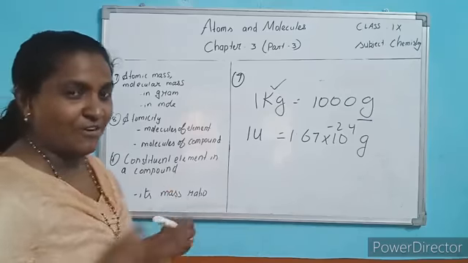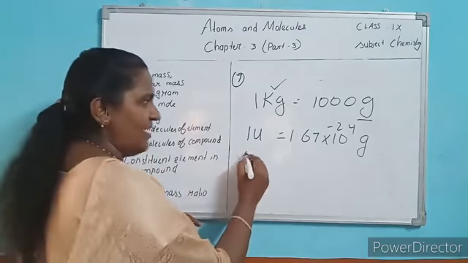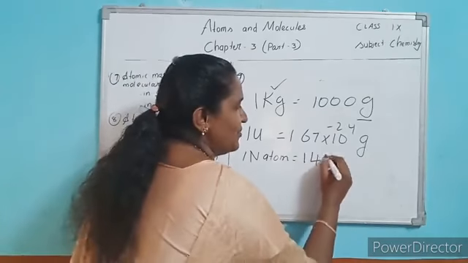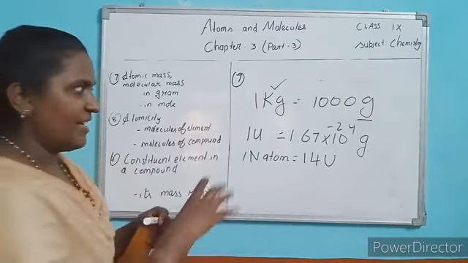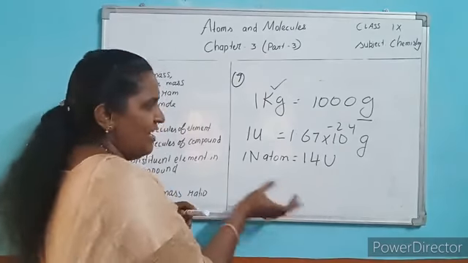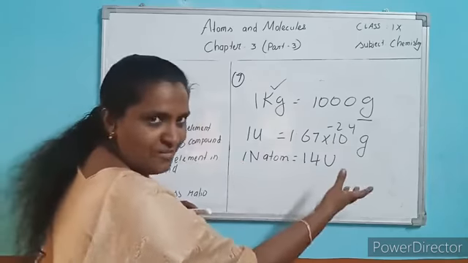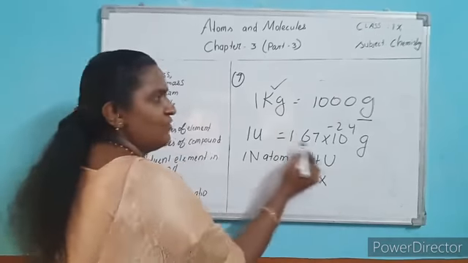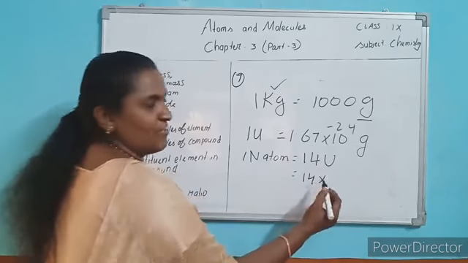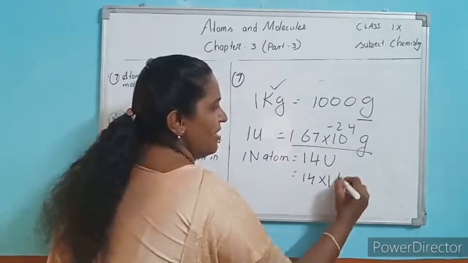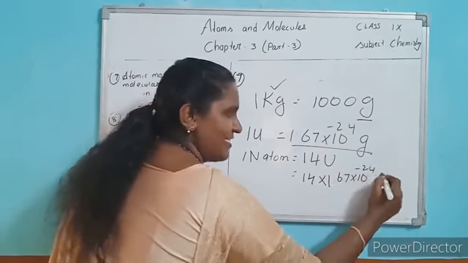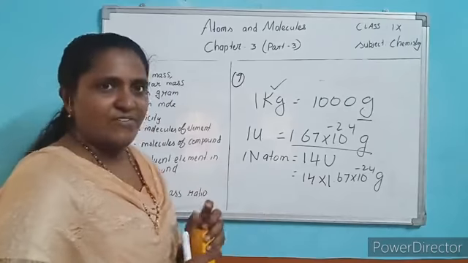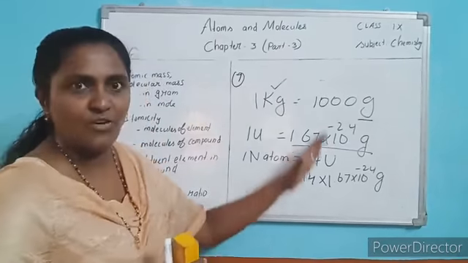Now just now we have found the mass of a nitrogen atom, isn't it? 1 nitrogen atom, what is that mass? 14 unified mass. And how will you convert it into gram? First you write in unified mass, then convert 14 into 1 unified mass this much. So 14 unified mass equals 14 into 1.67 into 10 raised to minus 24 gram. Clear? Understood? Find the answer. You note it down all.